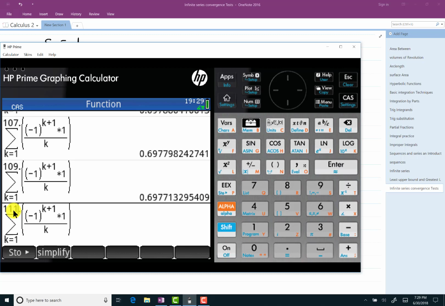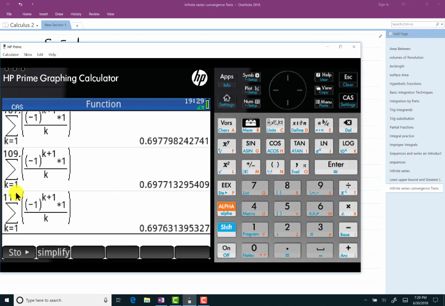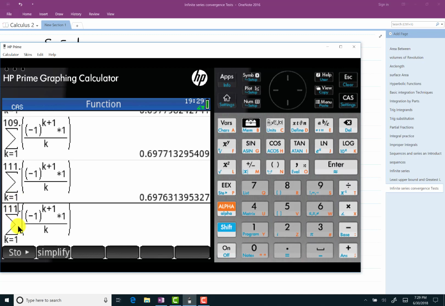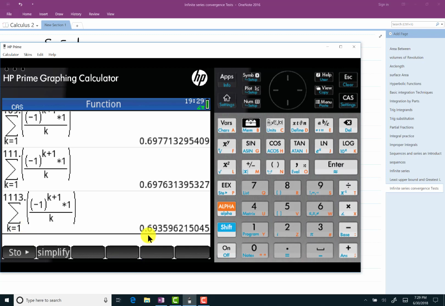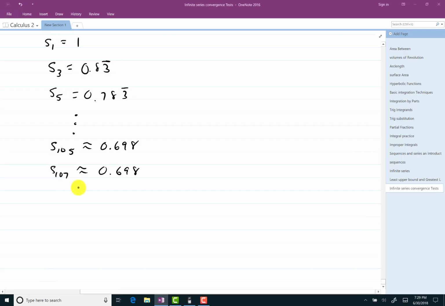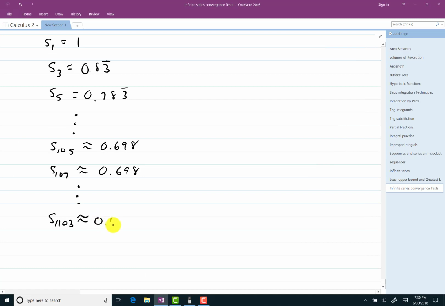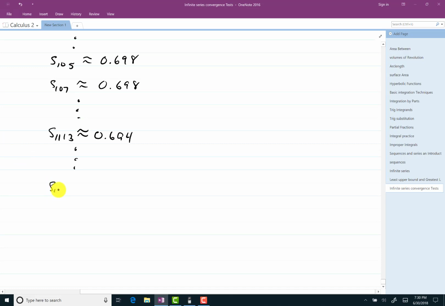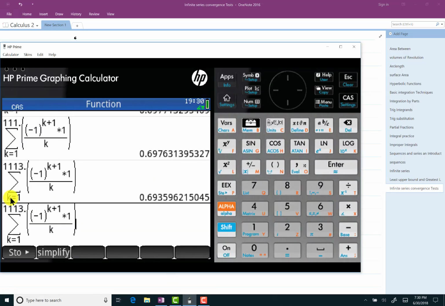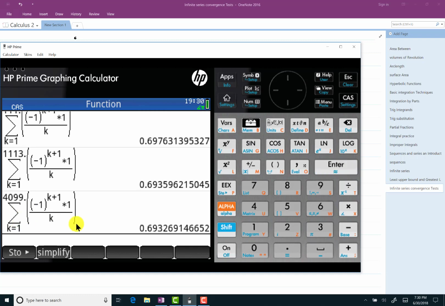And then I'll try 111. 0.6976. Well, I'm tired of playing these little games. Let's go 1113 and see if I can change the decimals. 0.694, and that was 11113. Then I'll jump down some more. I don't know, 4,099. I only want the odd ones. When you get really high, the calculator gets sort of mopey about it. 4099, and I get 0.693.